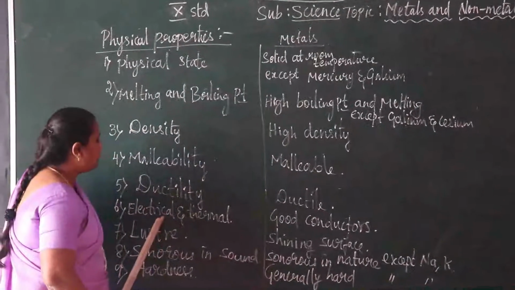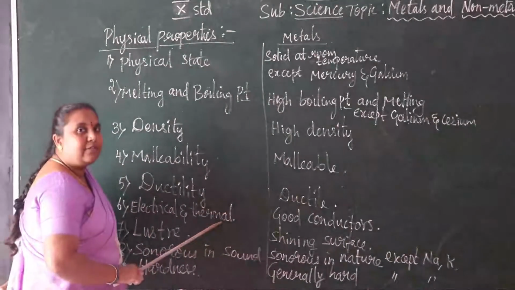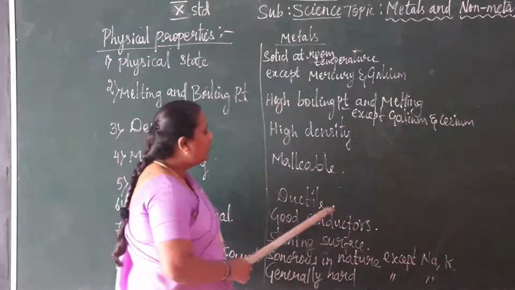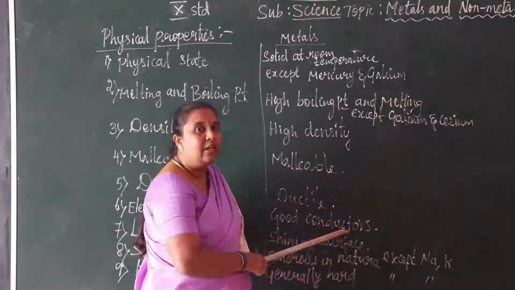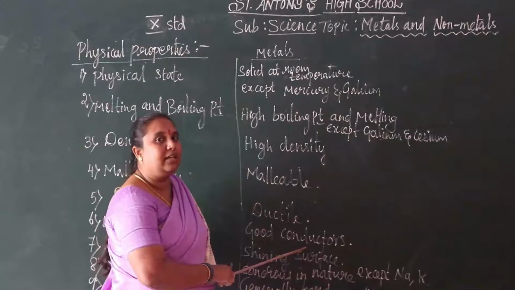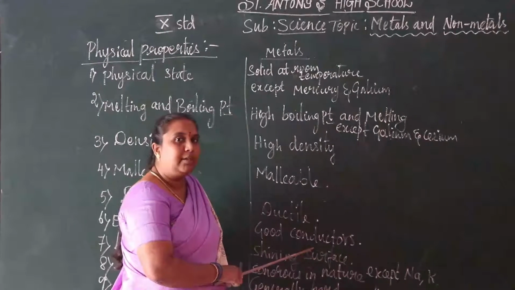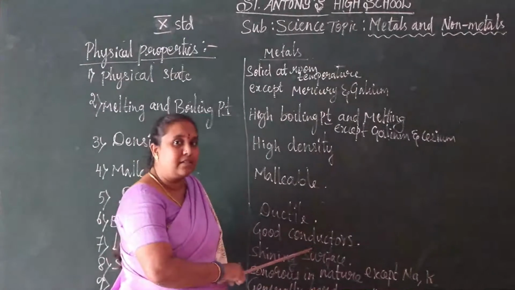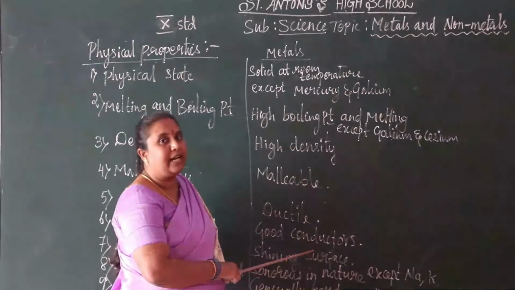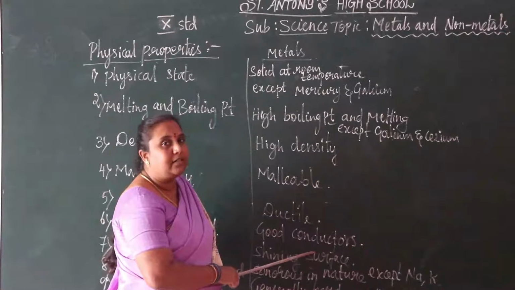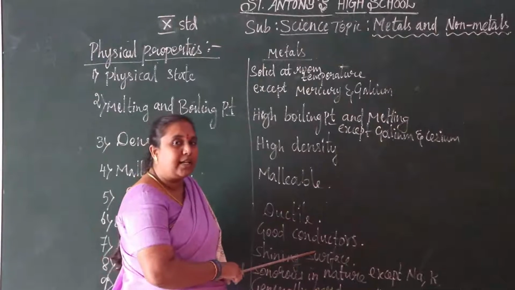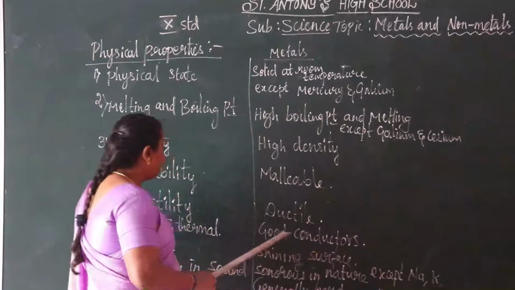Okay, and then electrical and thermal conductivity. Metals are good conductors of electricity and good conductors of heat. So we use aluminium, iron, and copper vessels or utensils in the kitchen, as they are good conductors of heat, and for electricity we use copper and aluminium. These are also good conductors of electricity and heat.